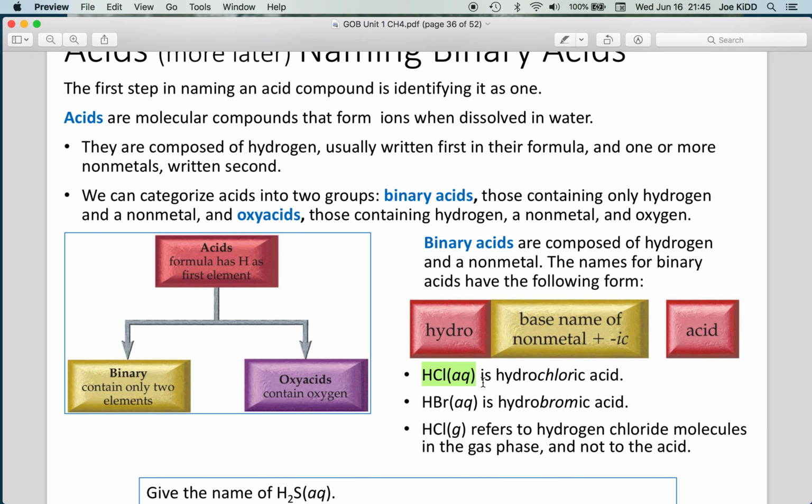So HCl, you might be familiar with as being an acid. HCl-AQ would be the acid. HCl, the gas, is a different compound entirely. And that can be tricky to be comfortable with. This is why I'm always stressing that when you're writing a formula, you need to write the states of matter. They're really important.